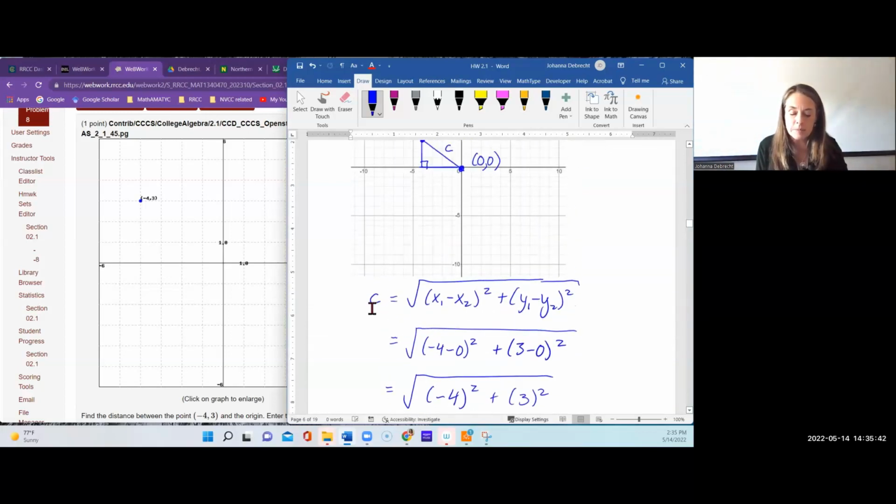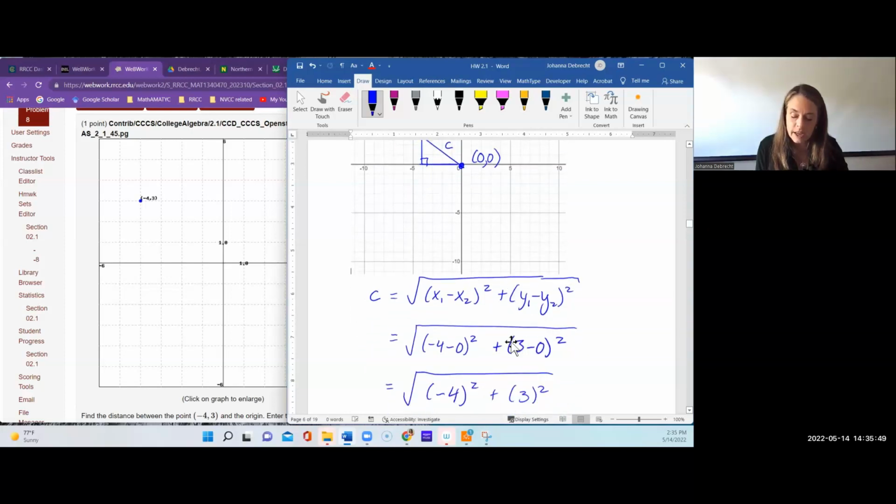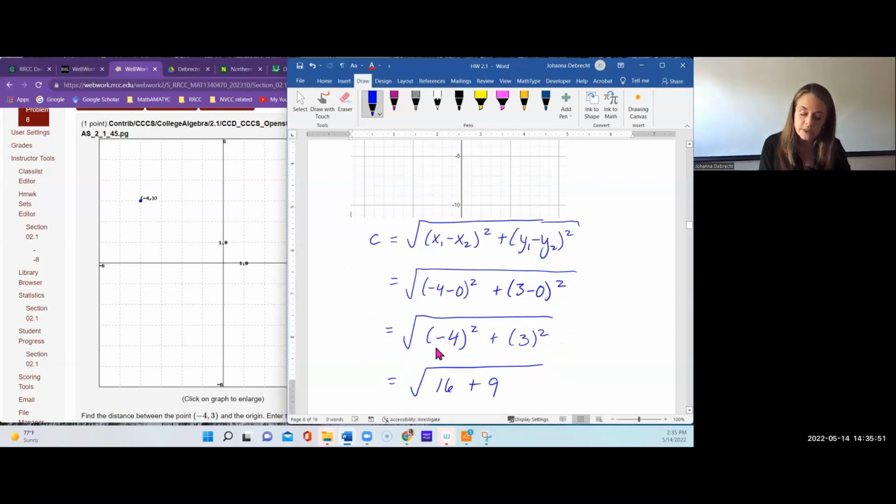Would we have gotten the same thing by just counting? Yes, this is 1, 2, 3, 4. This is 3. If I had squared 4 and squared 3, I would still have had my 16 plus 9.